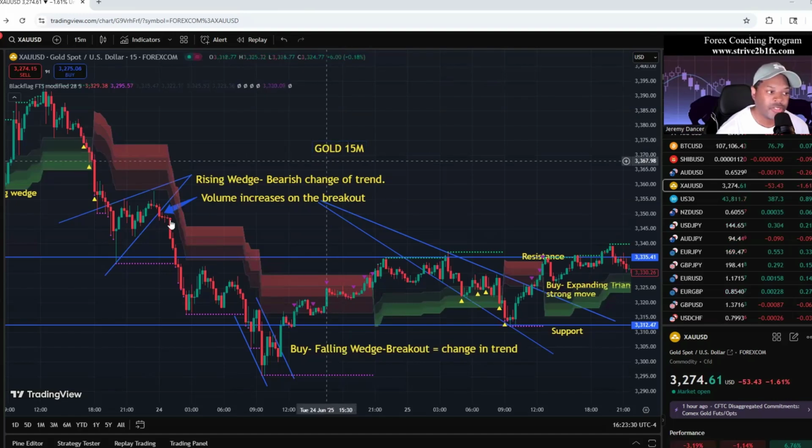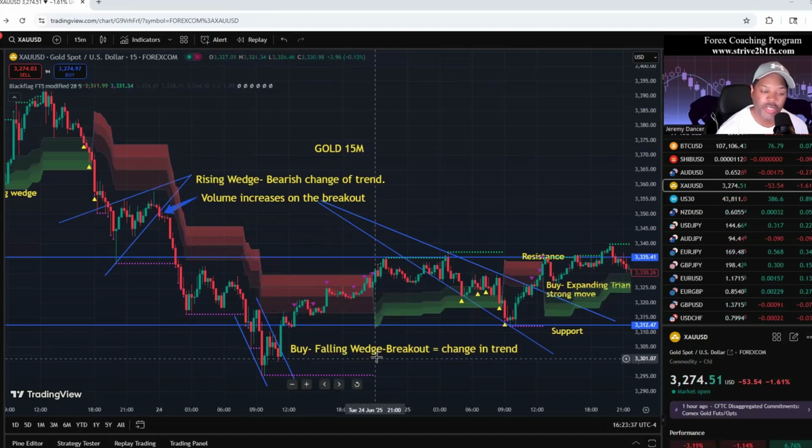All right. So we see this nice breakout, and then it falls into a falling wedge. So again, we have a change in trend. So when you see this breakout in the falling wedge, now you're looking for an opportunity to buy. And if you had bought there, you would have had a very nice trade.